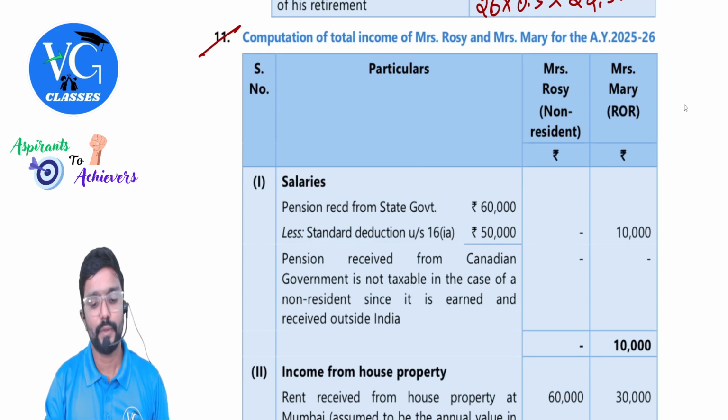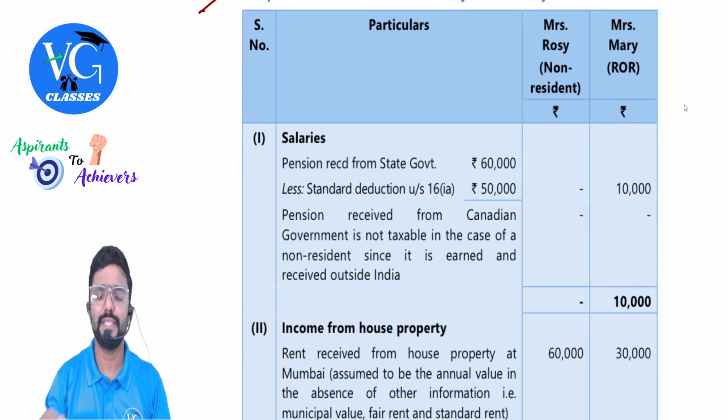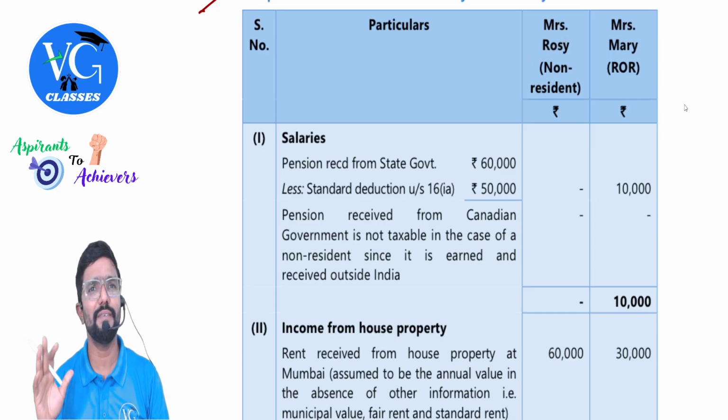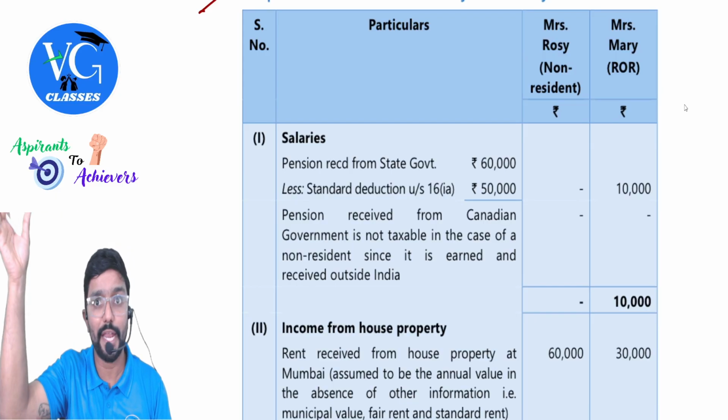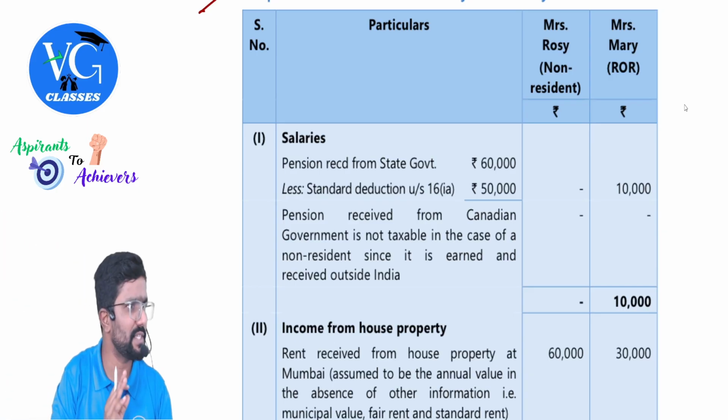First, let us finish one at a time. Better. Okay. For Rosie, non-resident. She is a non-resident. Sir, number of days and all is not given. Straight away concluded. Okay, she is settled in Canada forever after her marriage. So obviously she is a non-resident.